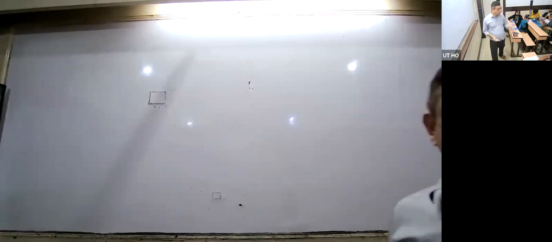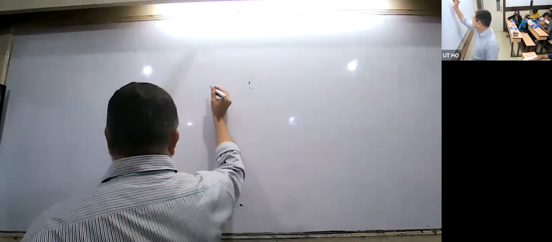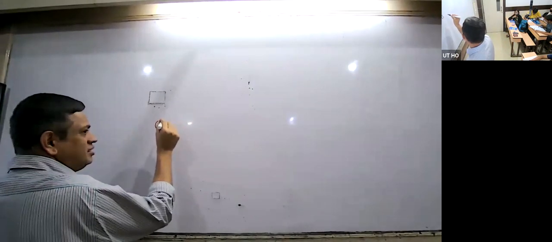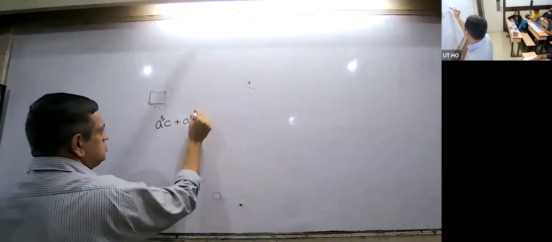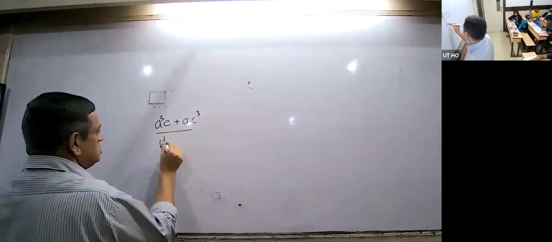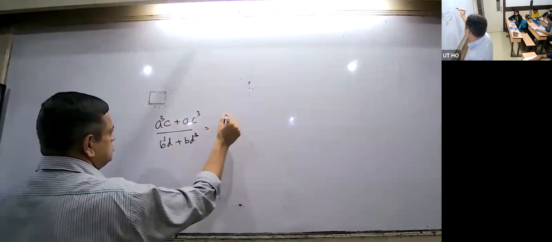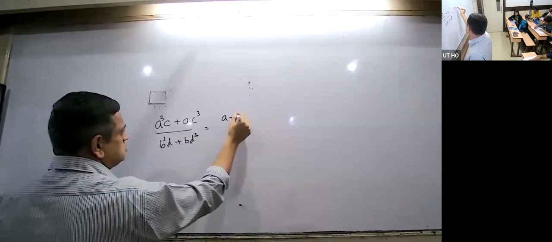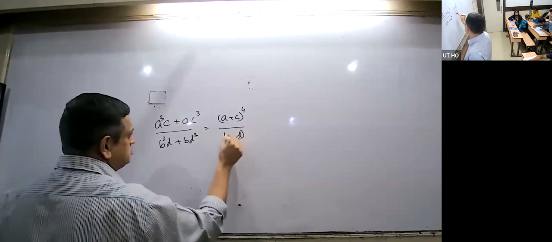Okay, read. All of you take out the books, sir. All of you listen. If A by B is equal to C by D, show that A cube C plus AC cube upon B cube D plus BD cube is equal to A plus C to the power 4 upon B plus D to the power 4.